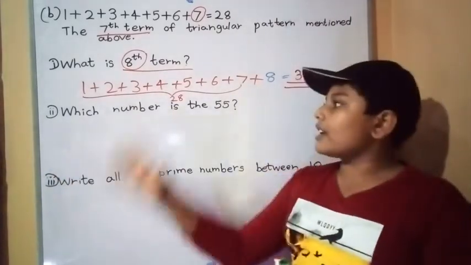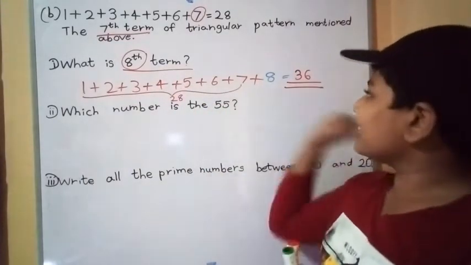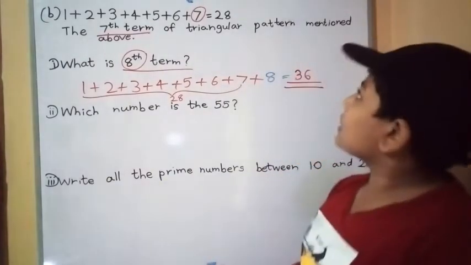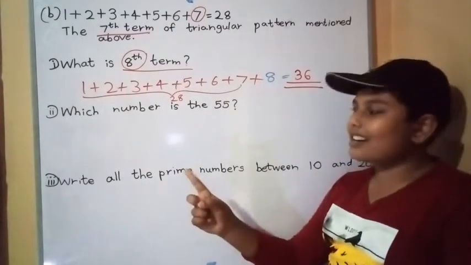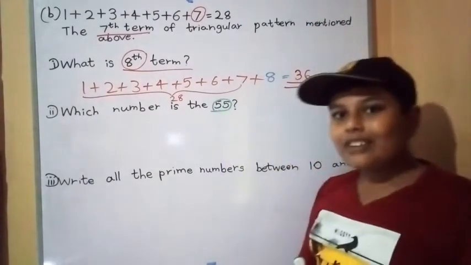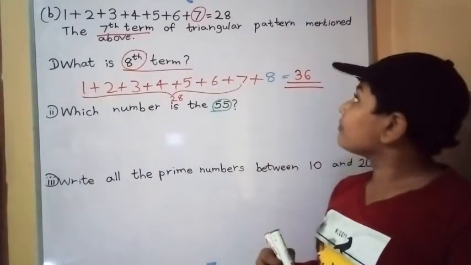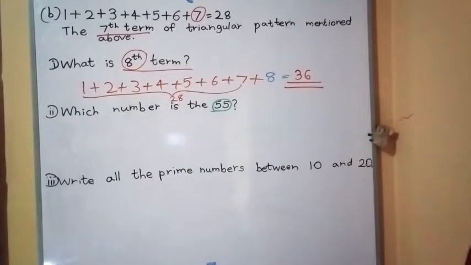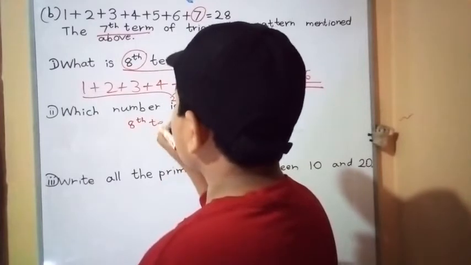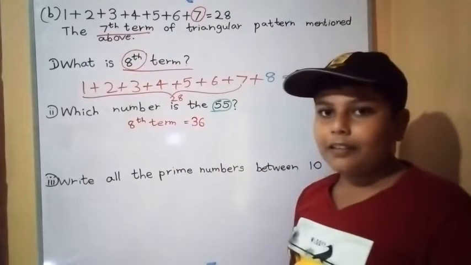Now, you write like this. Now, you want to add that. Now, you have term 1, number. In the second one, which number is the 55? 55 means, what? You know the 8th term. The 8th term is 36. Right?